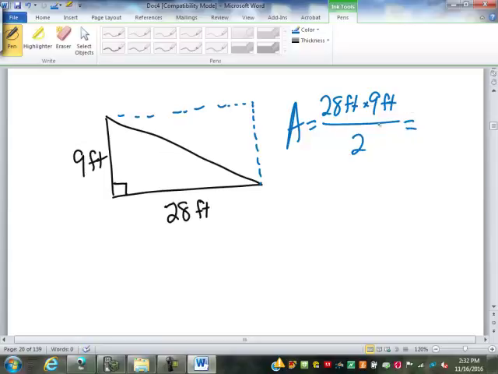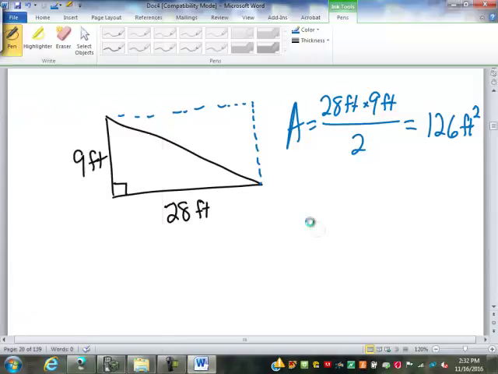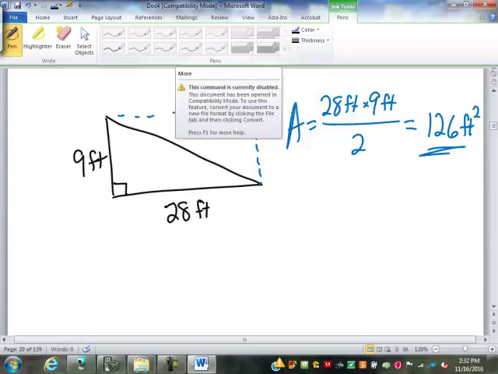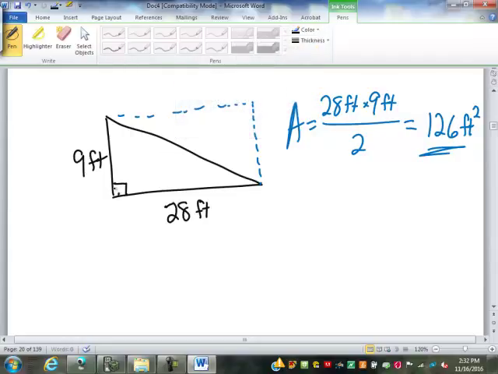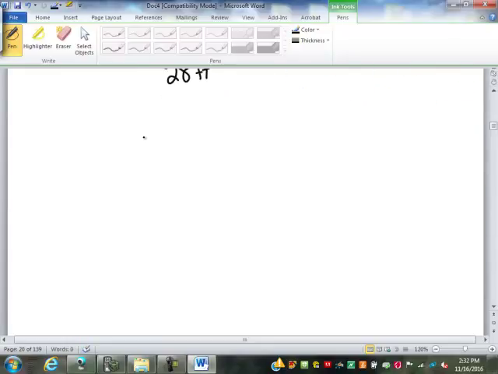So 28 times 9 divided by 2 is, what's that at? 126 square feet. I better double check it. It is. Okay. But this was a right triangle. I gave you that this was a right angle here by putting the little square in it. It doesn't have to be a right triangle.